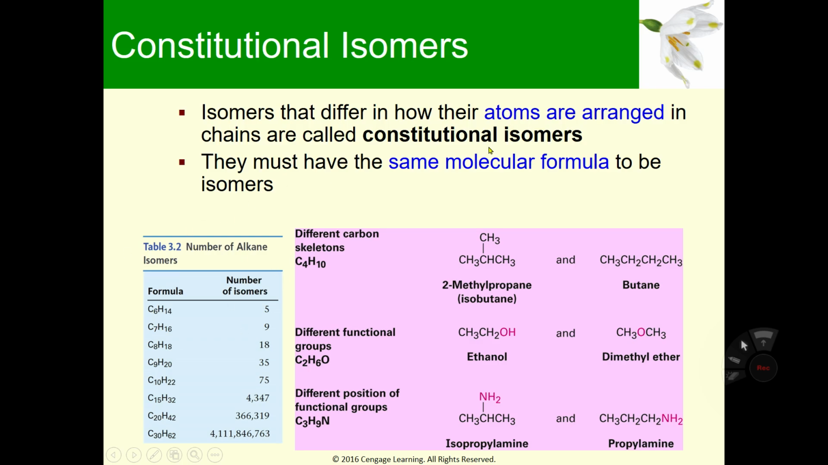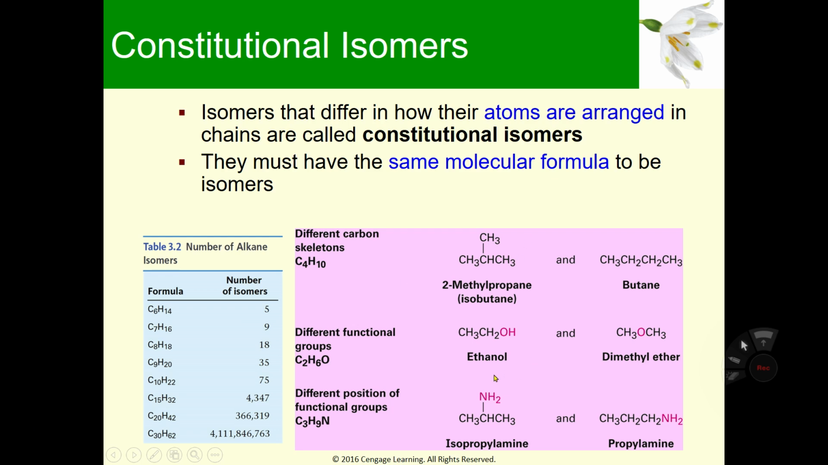Let's try to think about the structure of butane. Butane has 4 carbons, so it has C4H10. But if we draw the structure for C4H10, we can draw two alkane structures like CH3, CH2, CH2, CH3, or we can just move this CH3 to this carbon, and it will become like this. But both of them have the same molecular formula, C4H10. So these two compounds are in a relationship of isomers.